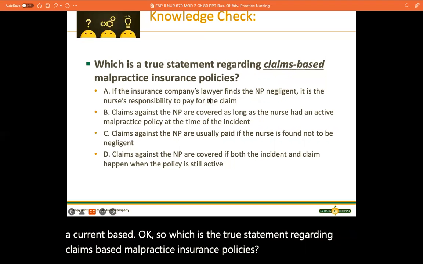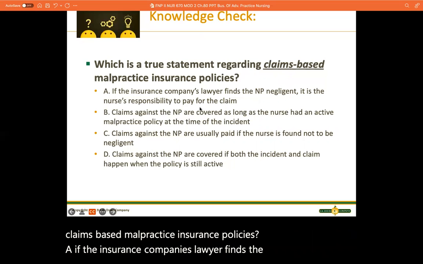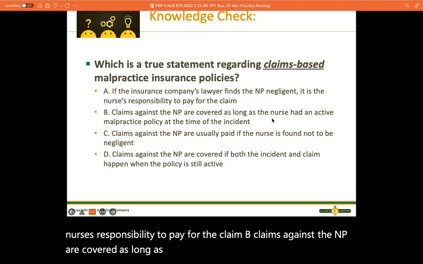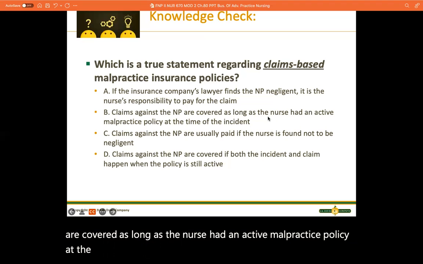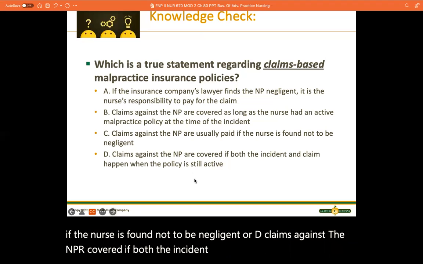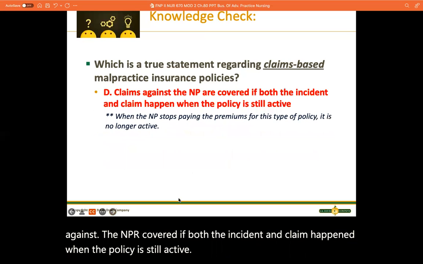A, if the insurance company's lawyer finds the NP negligent, it is the nurse's responsibility to pay for the claim. B, claims against the NP are covered as long as the nurse had an active malpractice policy at the time of the incident. C, claims against the NP are usually paid if the nurse is found not to be negligent. Or D, claims against the NP are covered if both the incident and claim happen when the policy is still active. And the correct answer is D.